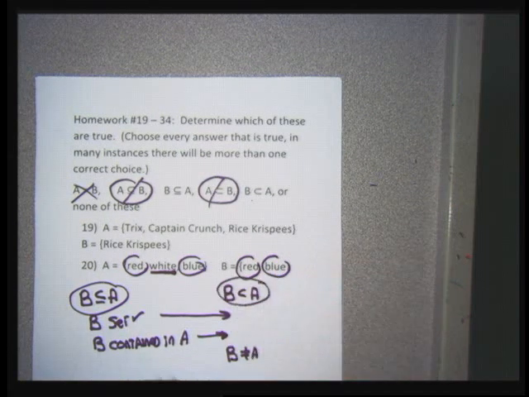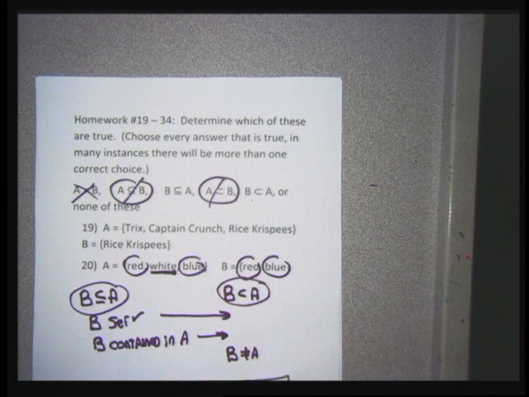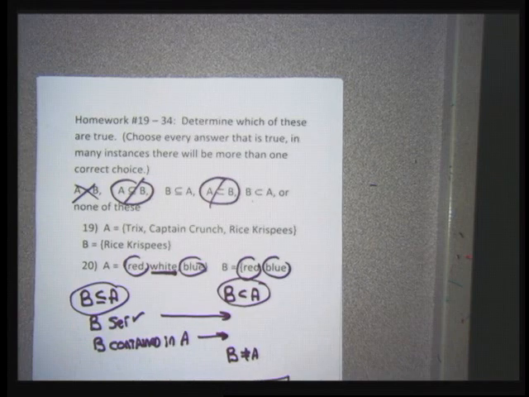So the answer for number 20, the true symbols that are given, is B is a subset of A and B is a proper subset of A. Those are the only ones that are true. The rest of them are false because they're not equal to each other, and A is not a subset of B and A is not a proper subset of B.